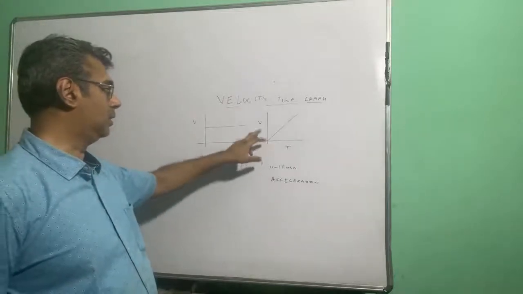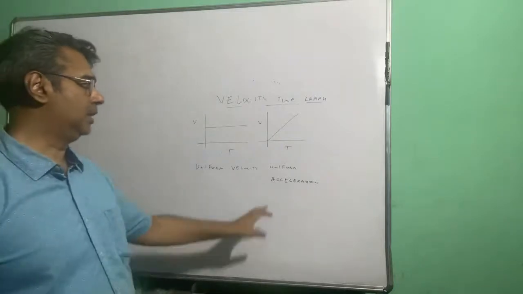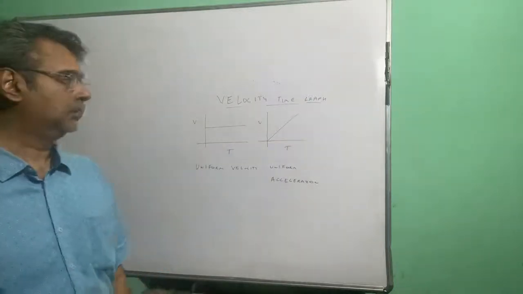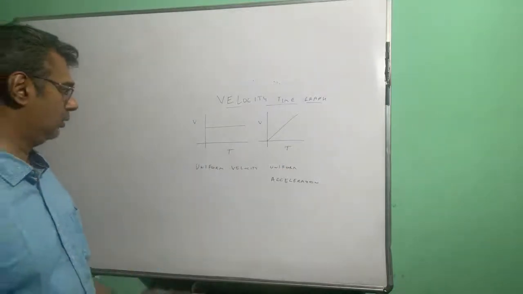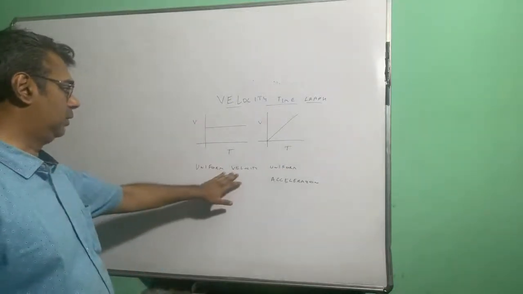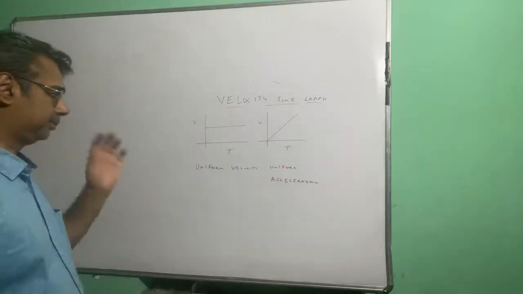And for uniform acceleration, in the velocity time graph, you can see that the graph is rising, it's got an incline. So this is uniform acceleration, it is rising uniformly. So these are the two: velocity time graph for uniform velocity, and velocity time graph for uniform acceleration.